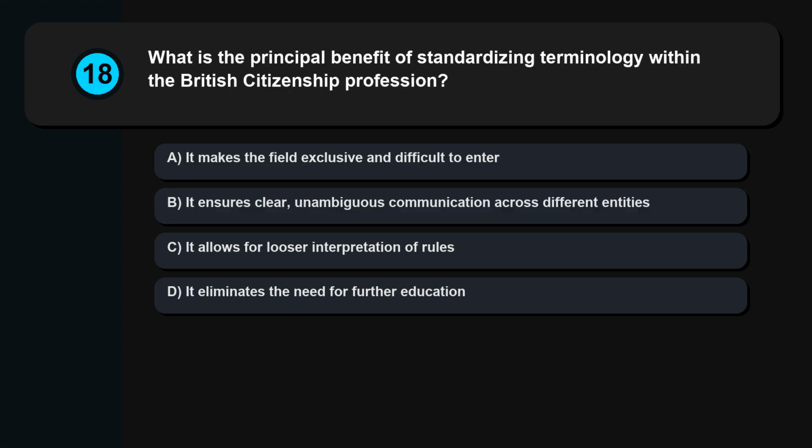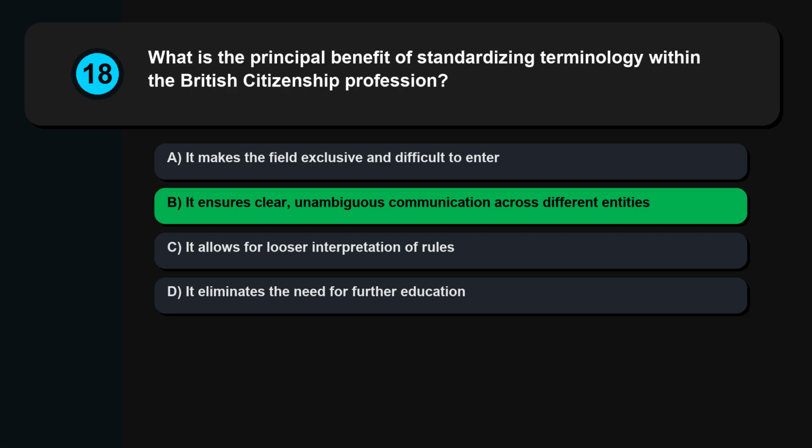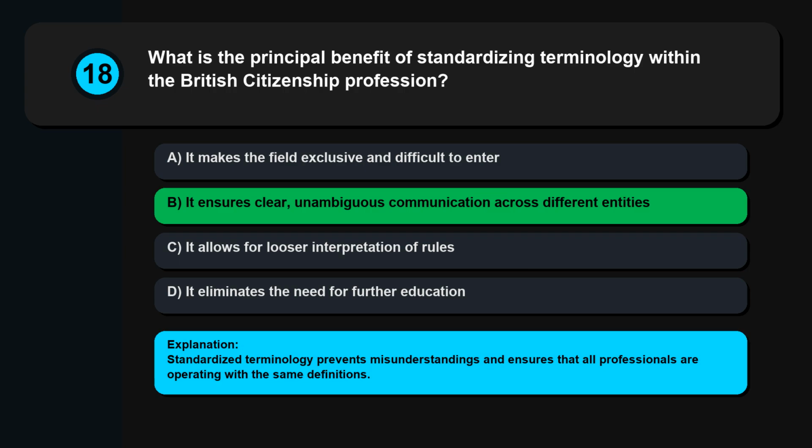Question 18. What is the principal benefit of standardizing terminology within the British citizenship profession? It makes the field exclusive and difficult to enter. It ensures clear, unambiguous communication across different entities. It allows for looser interpretation of rules. It eliminates the need for further education. Standardized terminology prevents misunderstandings and ensures that all professionals are operating with the same definitions.